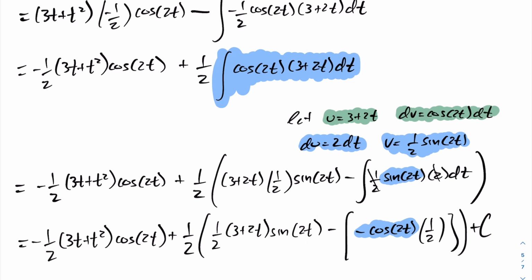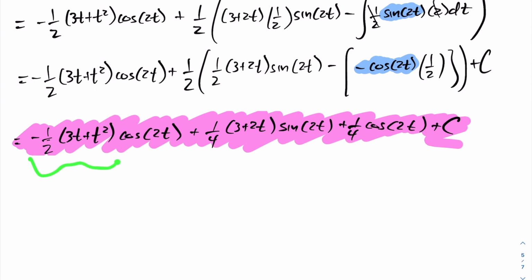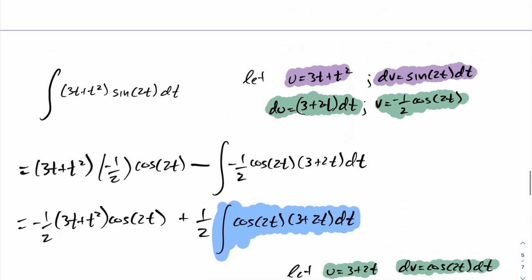I'm going to distribute this half into this expression, and we get our final answer as minus 1/2 (3t plus t squared) times cos of 2t plus 1/4 (3 plus 2t) sine of 2t plus 1/4 cos of 2t. You'll notice here the two halves came together to give me my quarter. These two minus signs became positive, and once again, when I distribute that half times this 1/2 here, we got our quarter again. So this becomes the final answer for our integral of 3t plus t squared times sine of 2t dt.